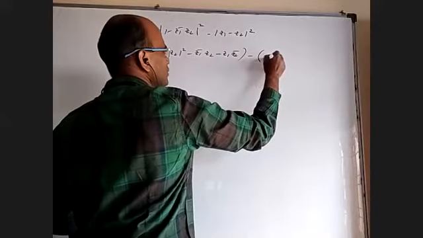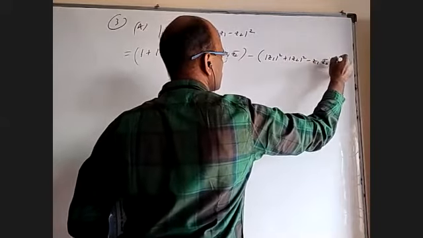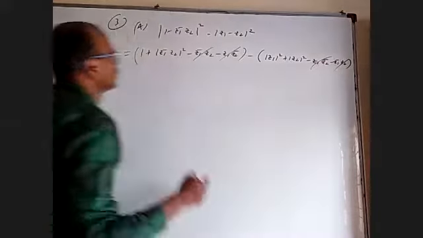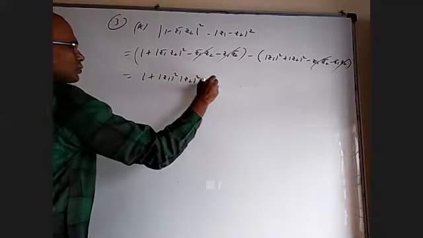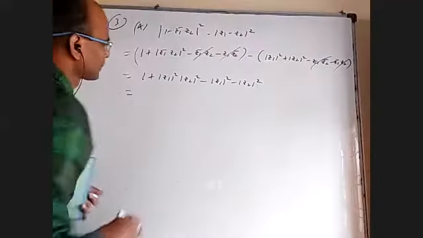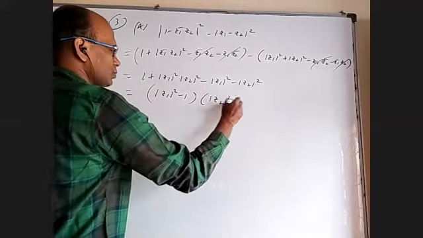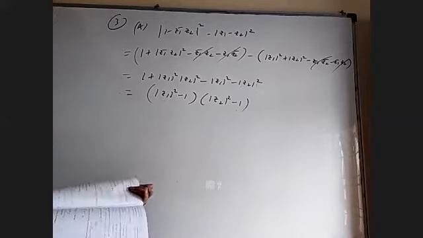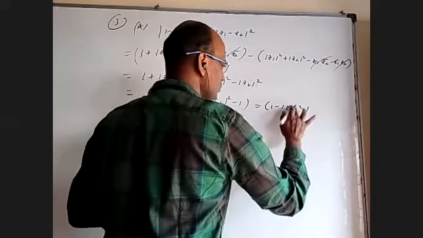And this one is mod Z1 squared plus mod Z2 squared minus Z1 Z2 conjugate minus Z1 conjugate Z2. These two get cancelled with these two. And now it is 1 plus mod Z1 squared mod Z2 squared minus mod Z1 squared minus mod Z2 squared. That is mod Z1 squared minus 1 into mod Z2 squared minus 1. You can even take minus common and write 1 minus mod Z1 squared into mod Z2 squared.